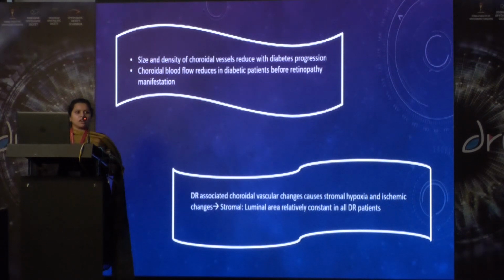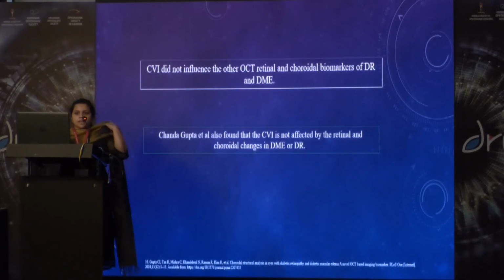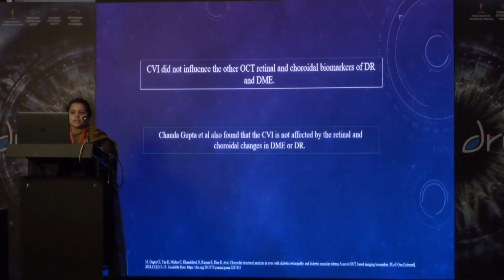This may be because all our patients were diabetic retinopathy patients, and we propose that the choroidal vascular changes will also cause stromal changes like hypoxia and ischemia. So maybe the stromal to luminal area will be a constant in all these diabetic retinopathy patients. On comparing the choroidal vascularity index with different OCT biomarkers, no significant association was found by us, and similar findings were also found by Chandra Gupta et al.